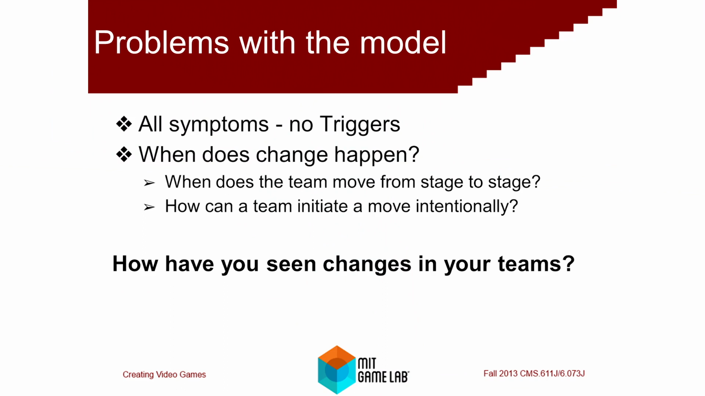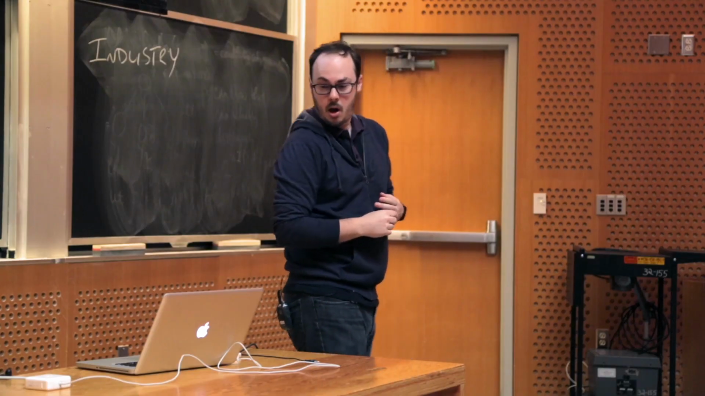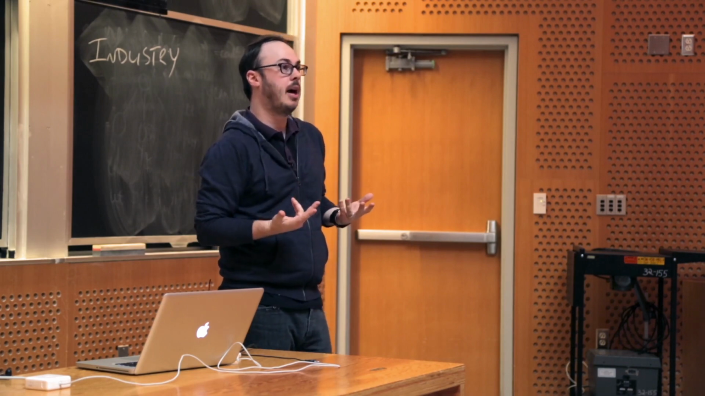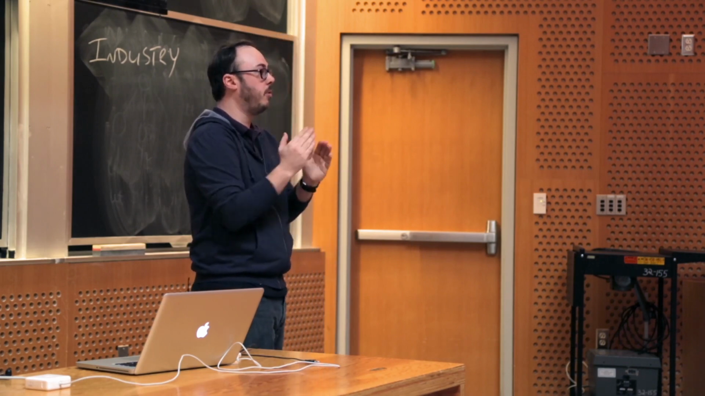So there's some problems with the model. This is really a descriptive model. It's a tool for us to use to see how things are going. It's basically a way to evaluate symptoms. But there's no triggers in the model. We don't know when those things happen. When does your team switch from storming to norming?